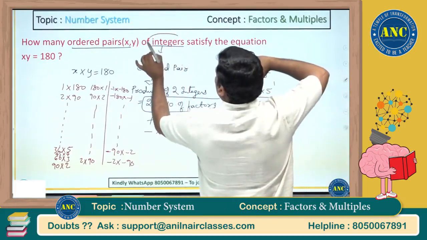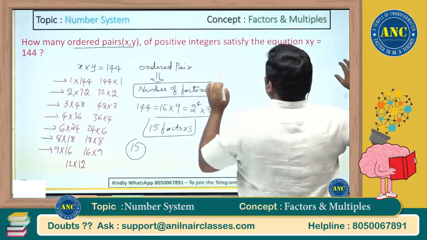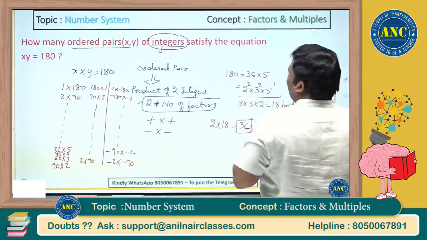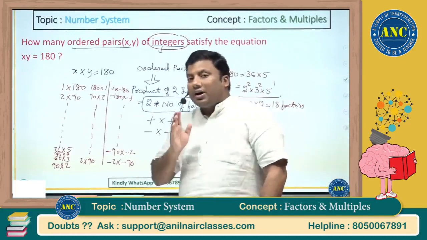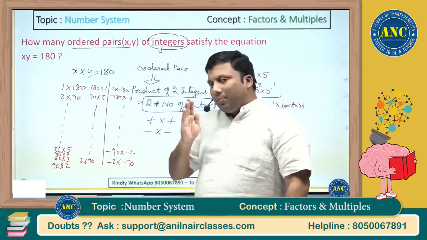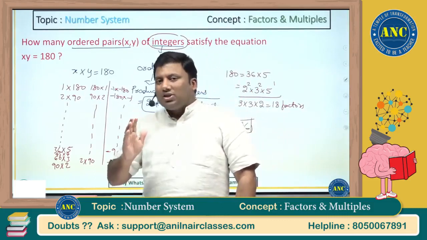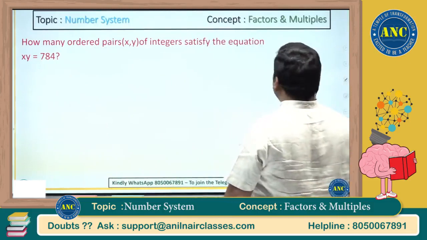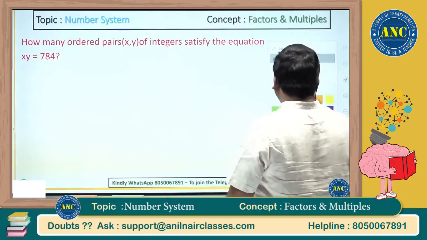Here the domain of the question is integers. In the previous question, it was positive integers. That is the difference. I hope it is clear. A product of two integers will be plus into plus is plus, and minus into minus is also plus. This idea, I hope it is clear. Next, one more example question.